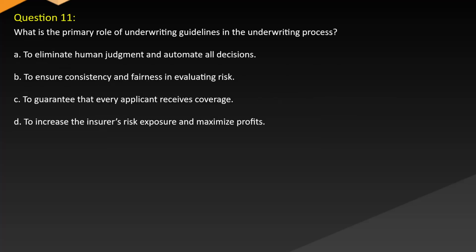Question 11. What is the primary role of underwriting guidelines in the underwriting process? A. To eliminate human judgment and automate all decisions. B. To ensure consistency and fairness in evaluating risk. C. To guarantee that every applicant receives coverage. D. To increase the insurer's risk exposure and maximize profits.